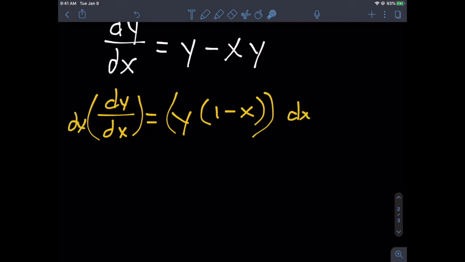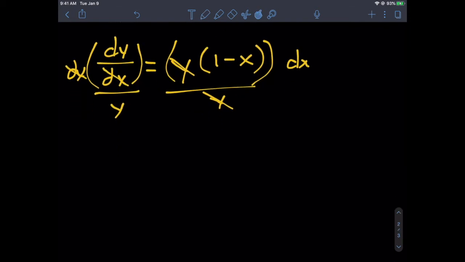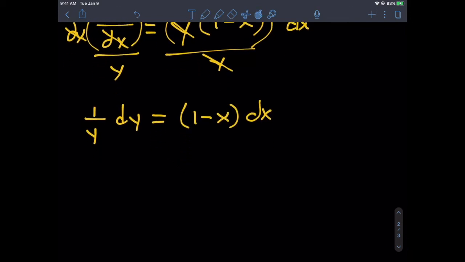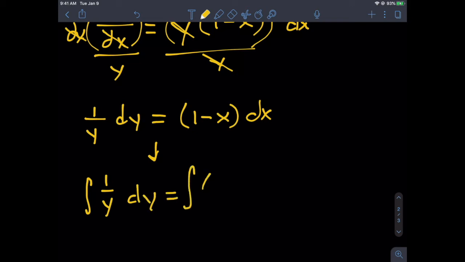That's nice and easy. To get rid of our y here, again, that's multiplication, so we'll divide both sides by y. And so our y's cross out, our dx's cross out, and our next step is going to look like 1 over y times dy equals the quantity of 1 minus x dx. So while our y's are on one side, you remember what to do now? Of course, we are going to take our antiderivative, take the integral of both sides. So the integral of 1 over y dy equals the integral of 1 minus x dx.